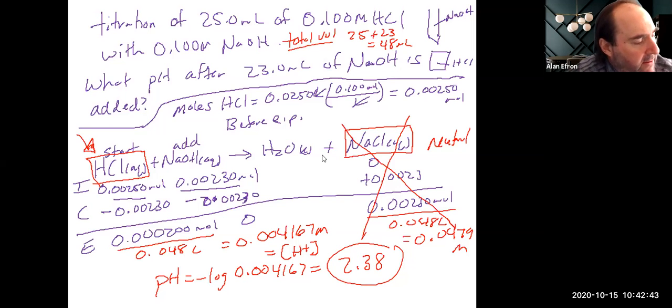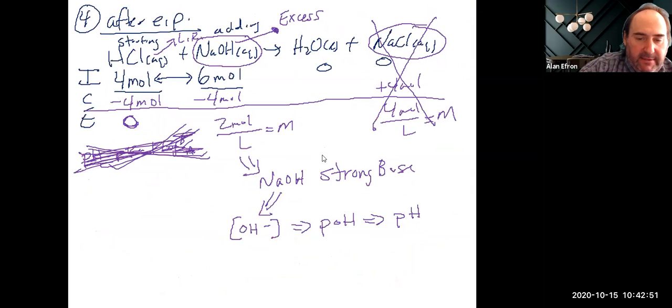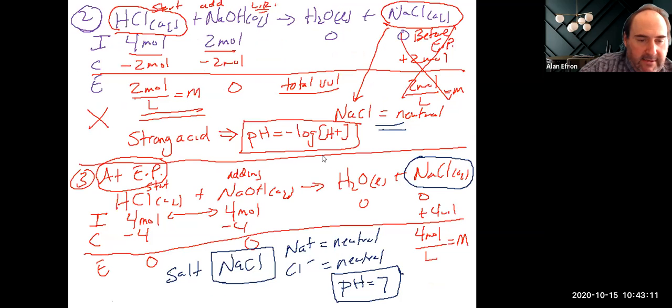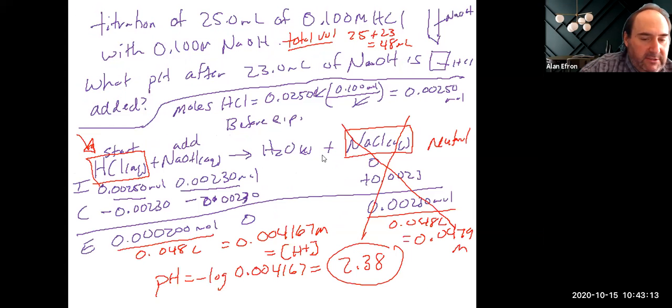Any questions on any of those parts of the titration calculation? So let's see if this makes sense. We were at 23, which is right between these two numbers, and 2.38 is between those two numbers, so that's good. So we are definitely here, before the equivalence point. Any questions on that? Questions on this type of titration?